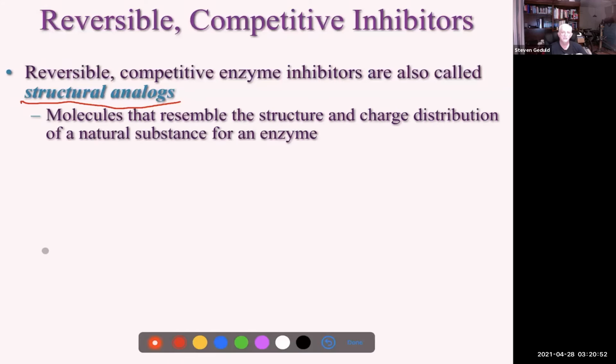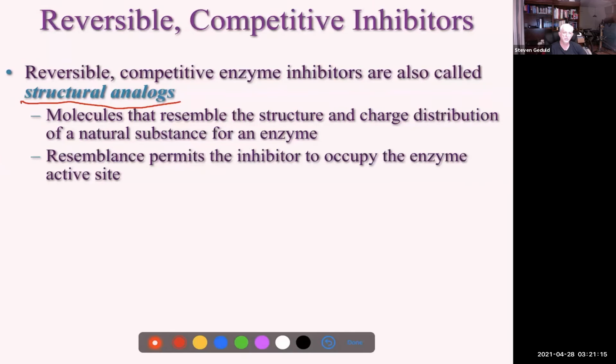Okay. Molecules that resemble the structure of the substrate and the charge distribution of a natural substance for an enzyme. So whatever's going to bind to the enzyme mimics the shape and the charge distribution, and it binds to the active site in place of the substrate. So resemblance permits the inhibitor to occupy the enzyme's active site. If it occupies the enzyme's active site, the normal substrate can't get to it.